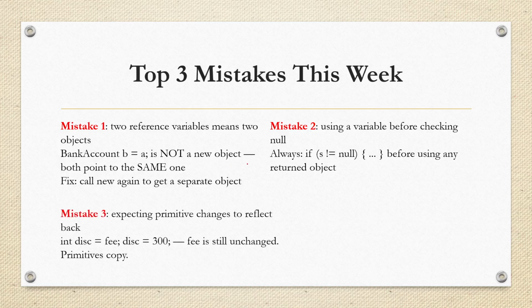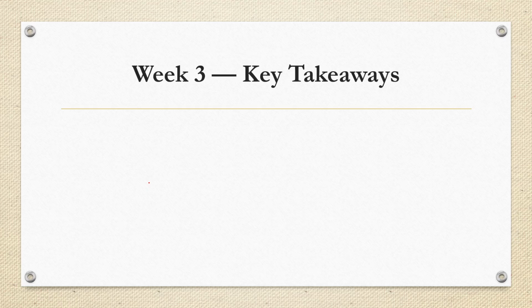Here's the third thing, expecting primitive changes to reflect back. So we talked about this, where you start to confuse primitive types and reference types, right? So remember, primitive types do not affect anything. So when you make a change here, don't expect it to reflect on the other end. It's completely different.